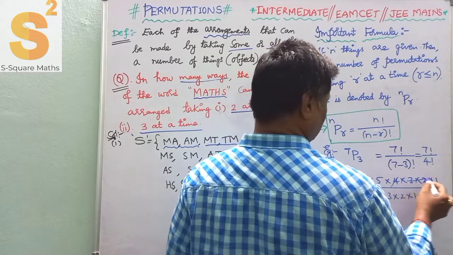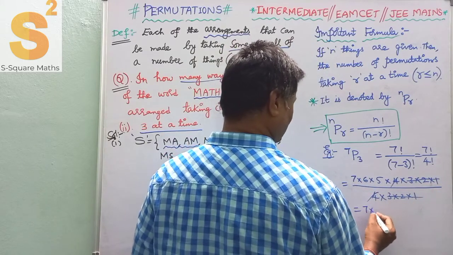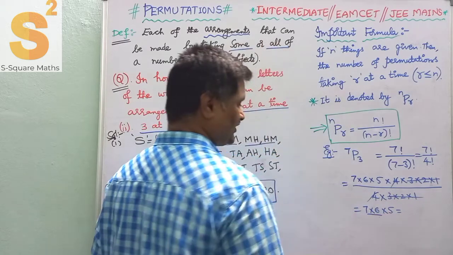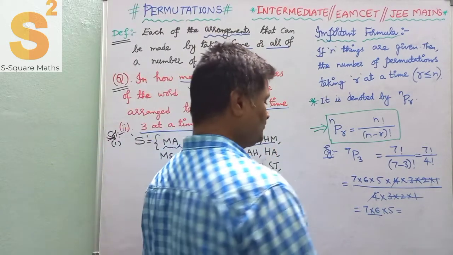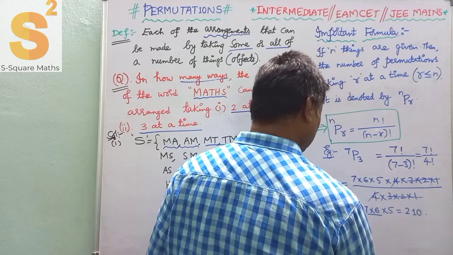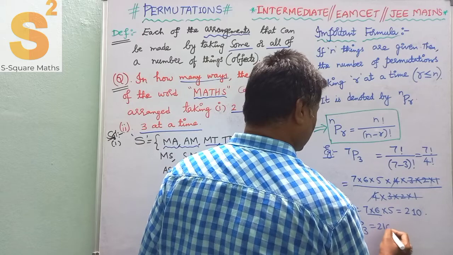So cancelling all the elements, 4 and 4 here, 3 to the 6 and 3 to the 6 here. So the leftover part is 7 into 6 into 5. 7 into 6 is 42. 42 into 5 gives you 210. So therefore the value of 7P3 is nothing but 210.